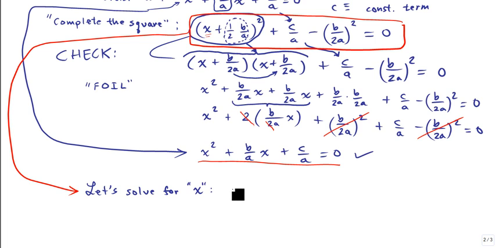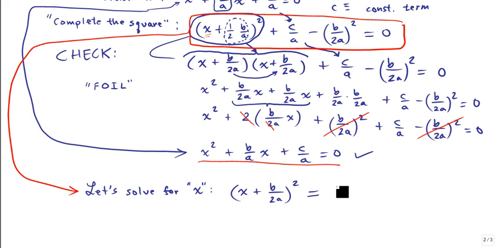Okay, so we have x plus b over 2a squared. That's that first term which I've circled here. I'm going to take all these other terms which are independent of x. There's no x in the c over a or the b over 2a whole term squared. There's no x there, so I'll just go ahead and take those to the other side. And that's why we did the completing the squares technique, to isolate the x all by itself, by the way.